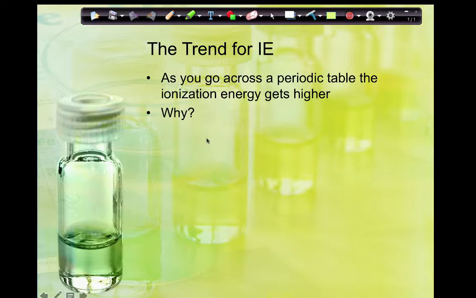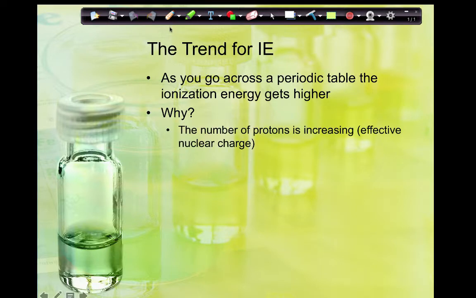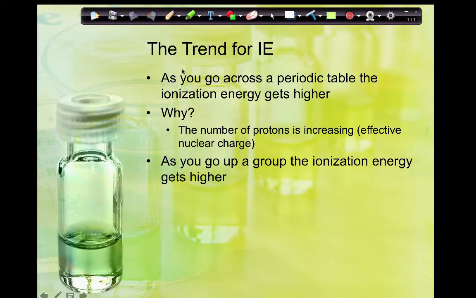Well, why is that happening? Why does it take more and more energy as I go across the period? As I'm going across the period, what else is increasing? The number of protons. The number of protons increases. And remember, we don't have extra shielding because we haven't gone to the next energy level yet. So the number of protons is increasing, so the effective nuclear charge is higher, which means the electrons are more attracted to that nucleus. So as I go up a group, the ionization energy will go higher.